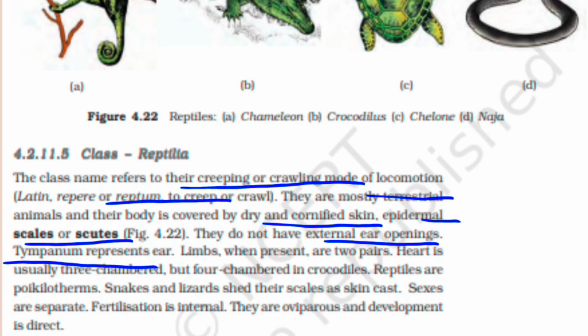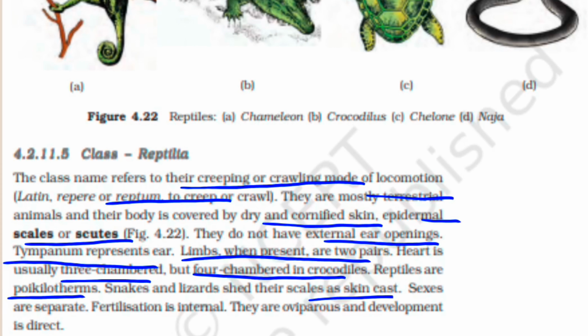Tympanum represents the ear. Limbs, if present, are two pairs. Heart is usually three-chambered, but it is four-chambered in crocodiles. Reptiles are poikilotherms. Snakes and lizards shed their scales as skin cast. Sexes are separate. Fertilization is internal. They are oviparous and development is direct.